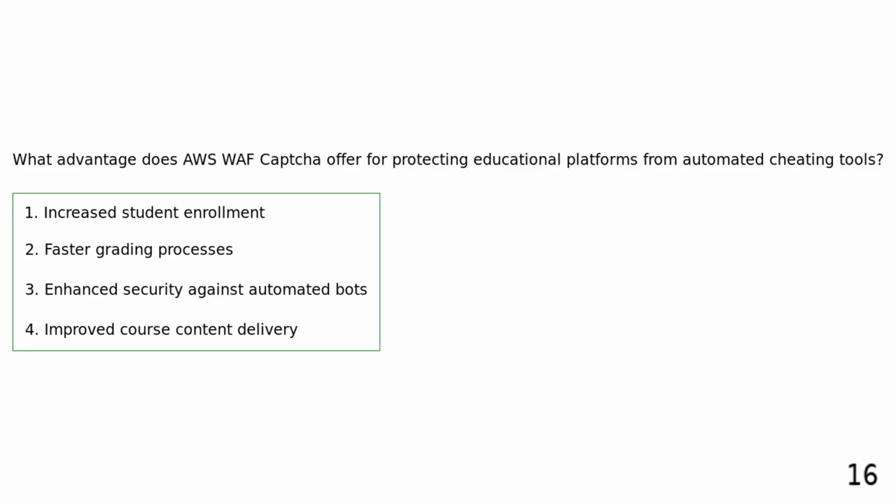What advantage does AWS WAF Captcha offer for protecting educational platforms from automated cheating tools? Increased student enrollment. Faster grading processes. Enhanced security against automated bots. Improved course content delivery. AWS WAF Captcha offers enhanced security against automated bots for protecting educational platforms by verifying user identity through challenges that are difficult for bots to solve, reducing the risk of cheating and academic dishonesty.